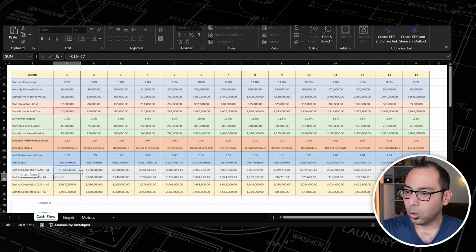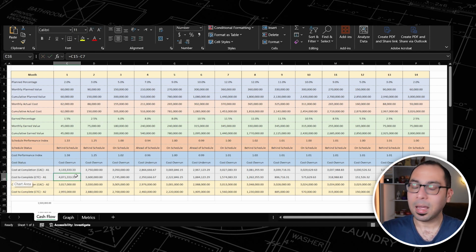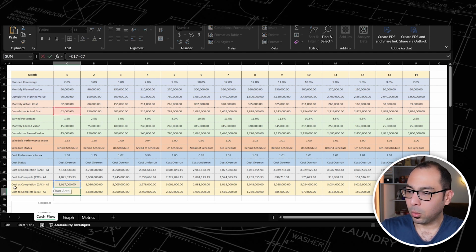So it is equal to the cost at completion, 4.1 million minus the 62,000. This is the cost to complete as per the first assumption. But as per the second assumption, it will be different, because your second assumption said that the cost at completion will be only 3,017,000. As I told you, we are considering the bad performance only for the first month. So here the cost to complete will be equal to cost at completion minus the actual cost.